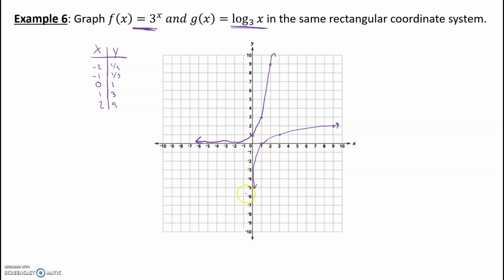So here we had a horizontal asymptote, right? Our horizontal asymptote was y equals 0. Here, for our log function, we're actually going to have a vertical asymptote of x equals 0, right? That line going up and down.